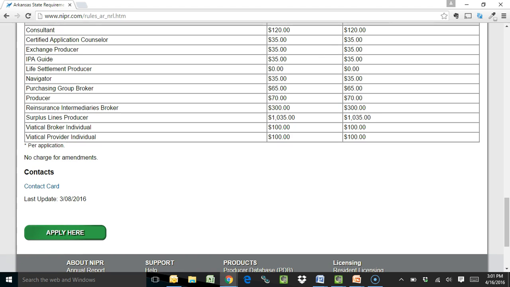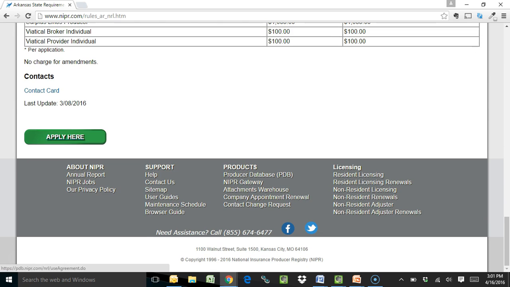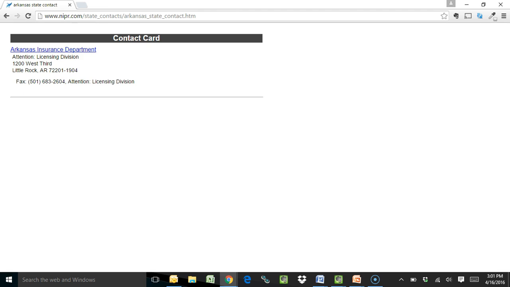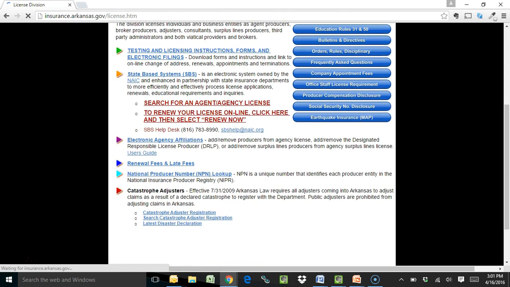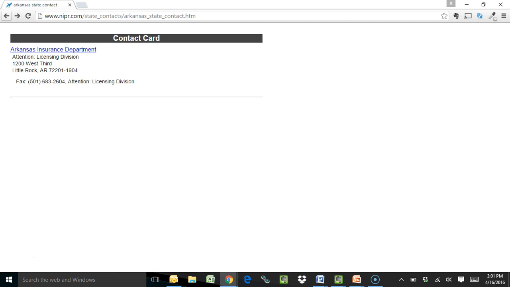Then what you're going to do is you would apply. Now what I would recommend doing is go to the state's website and double check all this information too. They do a pretty good job here of making sure this is up to date, but every now and then there could be just some nuances of the requirements for every state. So you could also call the state. Sometimes it's not a bad idea. So if you go over here to the contact card, they've got the phone number, the address, the website of the particular state, and they have that for other states as well. And then you can look up their licensing requirements on their website.